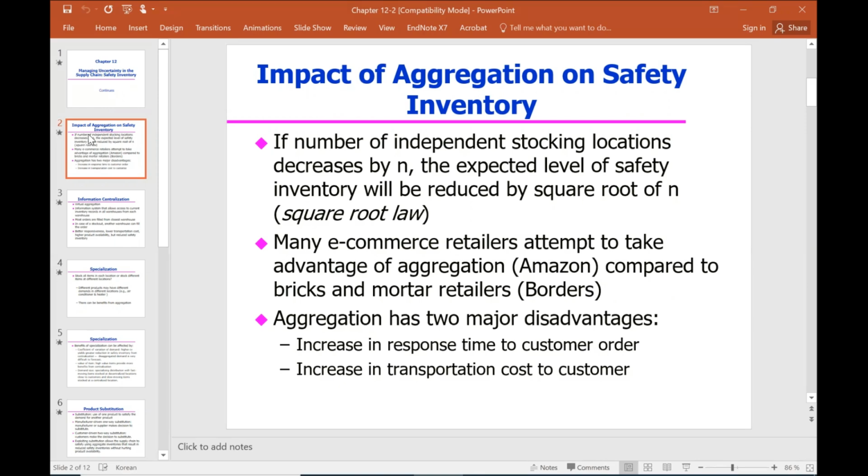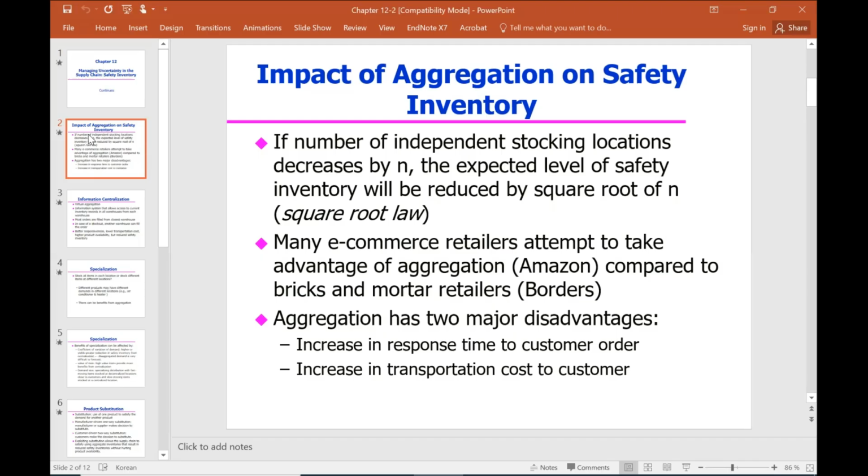Here is a famous case about Amazon versus Borders. Amazon and Borders are two of the most famous booksellers in the United States. But the way they sell their books is quite different. By the way, Amazon sells a lot of different products other than books these days, but Amazon actually started their business as a bookseller.